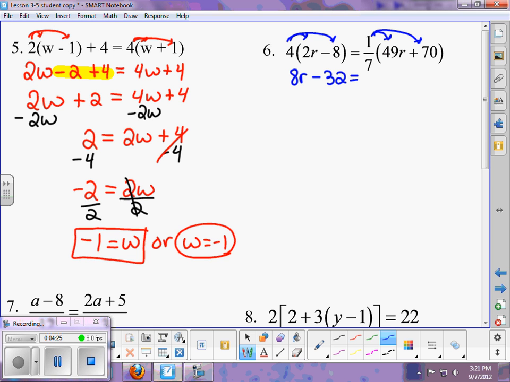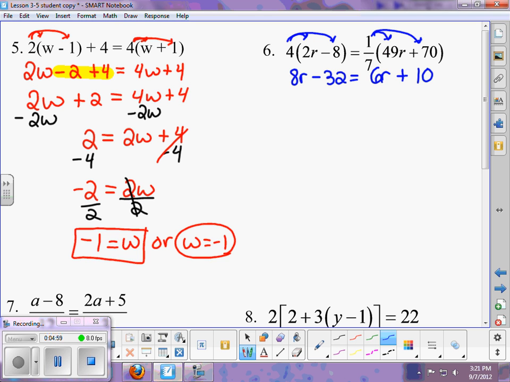Remember our little mental trick about multiplying by a fraction whose numerator is 1? It's the same thing as dividing by that denominator. So really, we can think about this as 49 divided by 7. 49 divided by 7 is 7. So in other words, 1/7 times 49r is 7r. And very similarly, we can think of 1/7 times 70 as 70 divided by 7, which is positive 10.